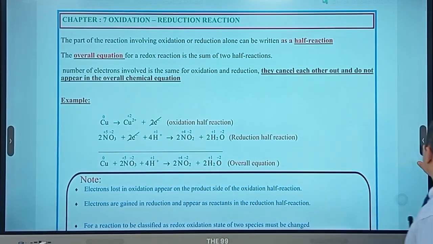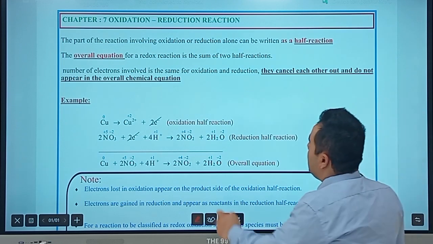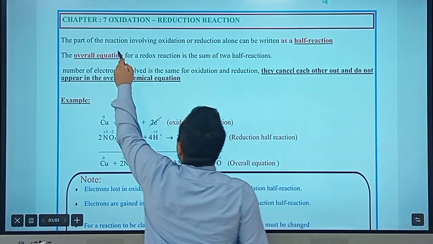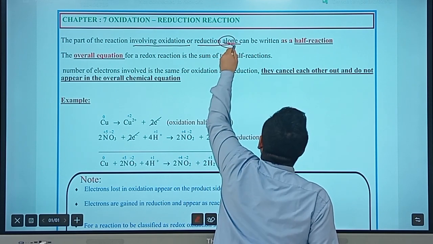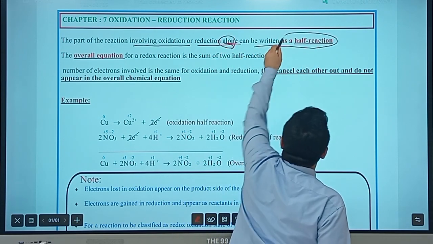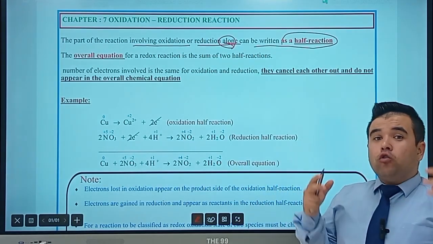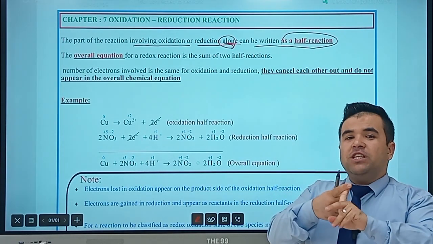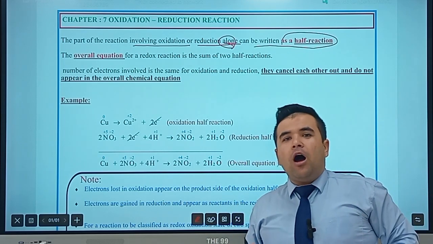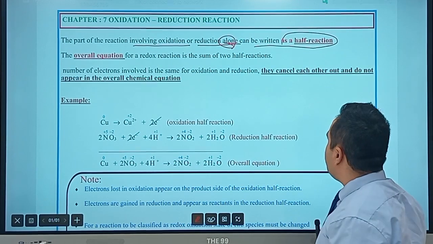We have got two halves in an oxidation or redox reaction, guys. The part of each reaction involving oxidation or reduction alone can be written as a half reaction. What's a half reaction? In the oxidation reduction reaction, we have got two processes. Each of these processes alone is a half reaction: the oxidation half and the reduction half.